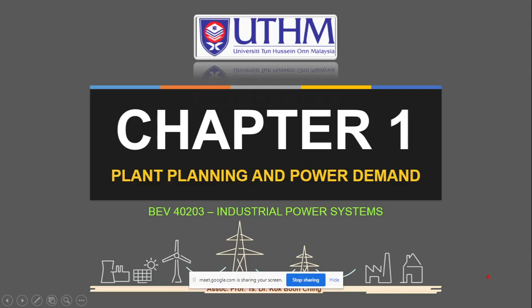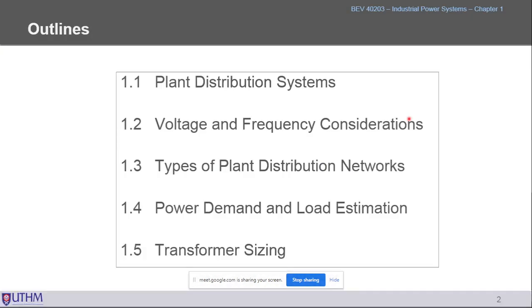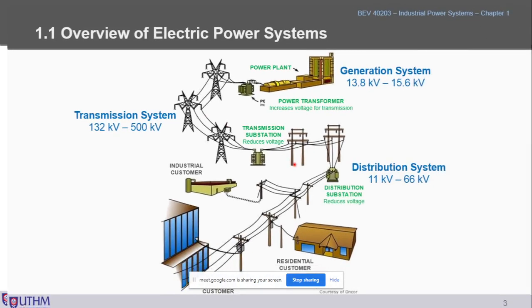Okay, this is chapter 1 of the IPS, the planning and the power demands for the BEV 4023 industrial power system. As we have described in the RPP04 or lecture plan, we have 5 subtopics to be covered in this chapter 1. So actually this is just a recall of whatever you have learned previously.